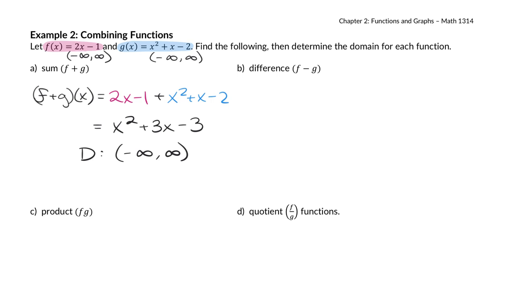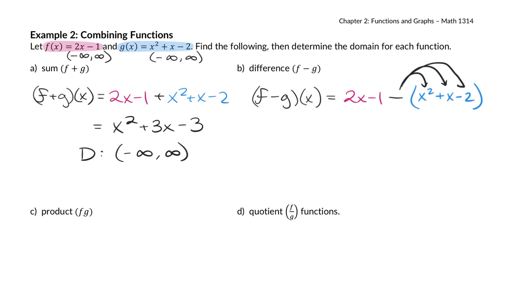If we're doing the difference between these two functions, again, in the correct order, we would be doing f minus g of x, which means we take the f function, 2x minus 1, and we're going to subtract the entire g function. And we're going to make sure we put the entire g function in parentheses so we remember that we're subtracting the whole thing. You will make sure to distribute this negative to all parts of the g function. If that's 2, 3, or 5, you will multiply it to all parts, which means that we have 2x minus 1 minus x squared minus x plus 2.